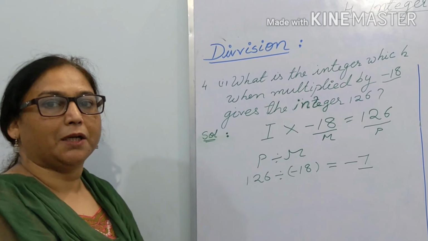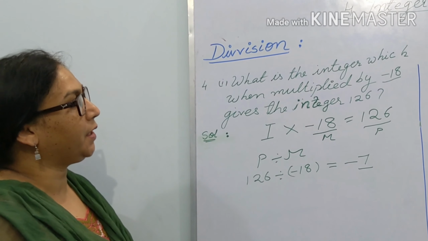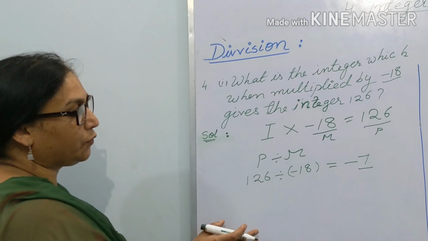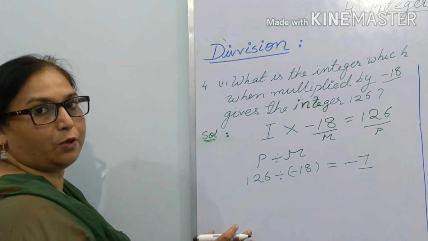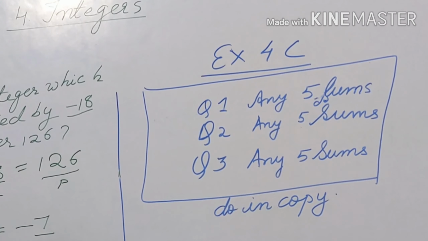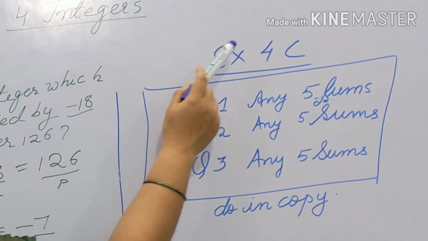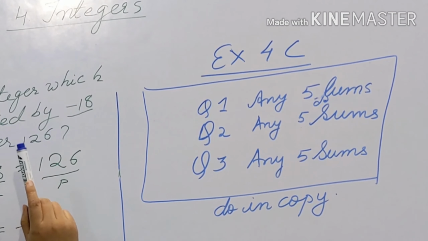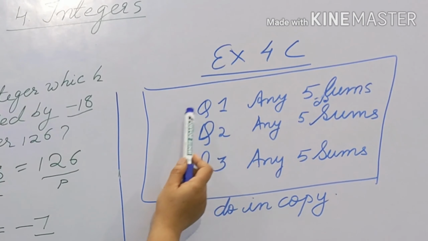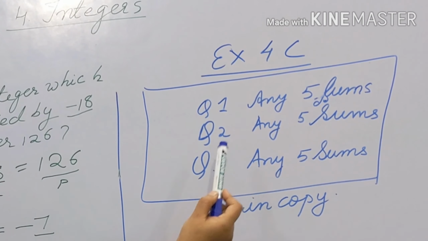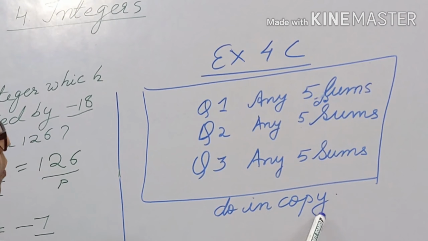This is all about multiplication and division of integers. Note down the sums from the board and solve in your copy. Homework sums are exercise 4C. Do any 5 sums of question 1, question 2, question 3 in your copy.